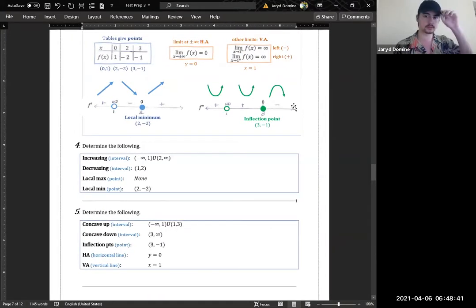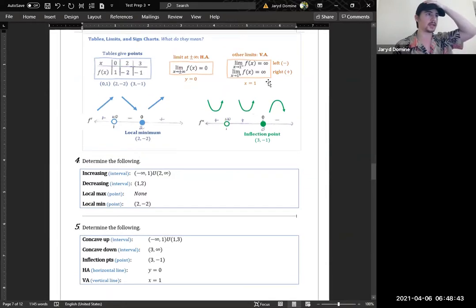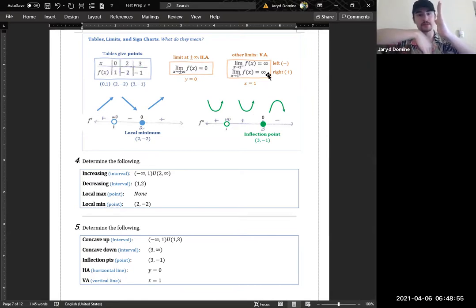But anyway, if they don't equal, so if this one's positive infinity and this one's negative infinity, that just means from the left, we're going up, and from the right, we're going down. And this might be flipped if you're looking at me. But that's still a vertical asymptote.